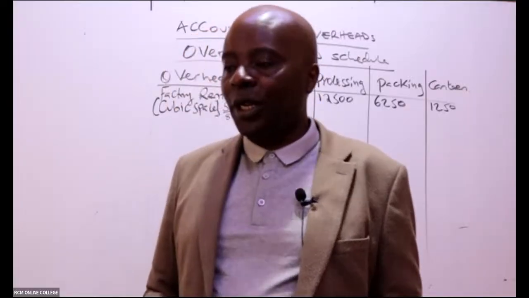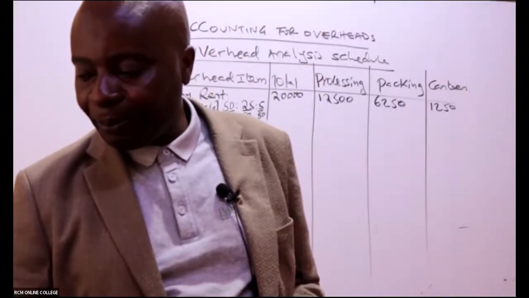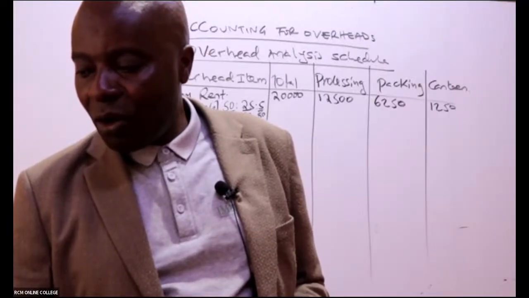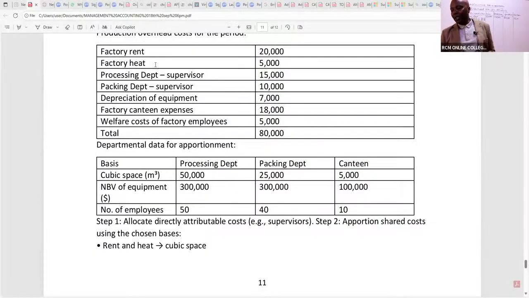Now, with your permission, I will go to the next one. The next overhead item is known as factory heat. So we write there factory heat. I can see the total figure is 5,000. And then you look at the criteria given. The criteria given, ladies and gentlemen, there are three here.